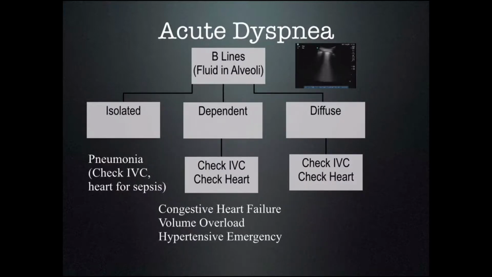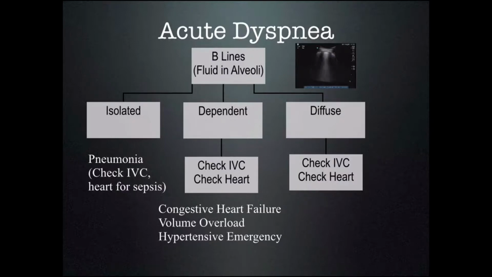If the IVC is big and dilated and the left ventricle has a low ejection fraction, then I'm going to think this is congestive heart failure. If the IVC is big and dilated and the heart's beating hard, well, maybe it's volume overload. If the IVC is variable, yet I still have fluid in the lungs, then I may be in a hypertensive emergency situation.